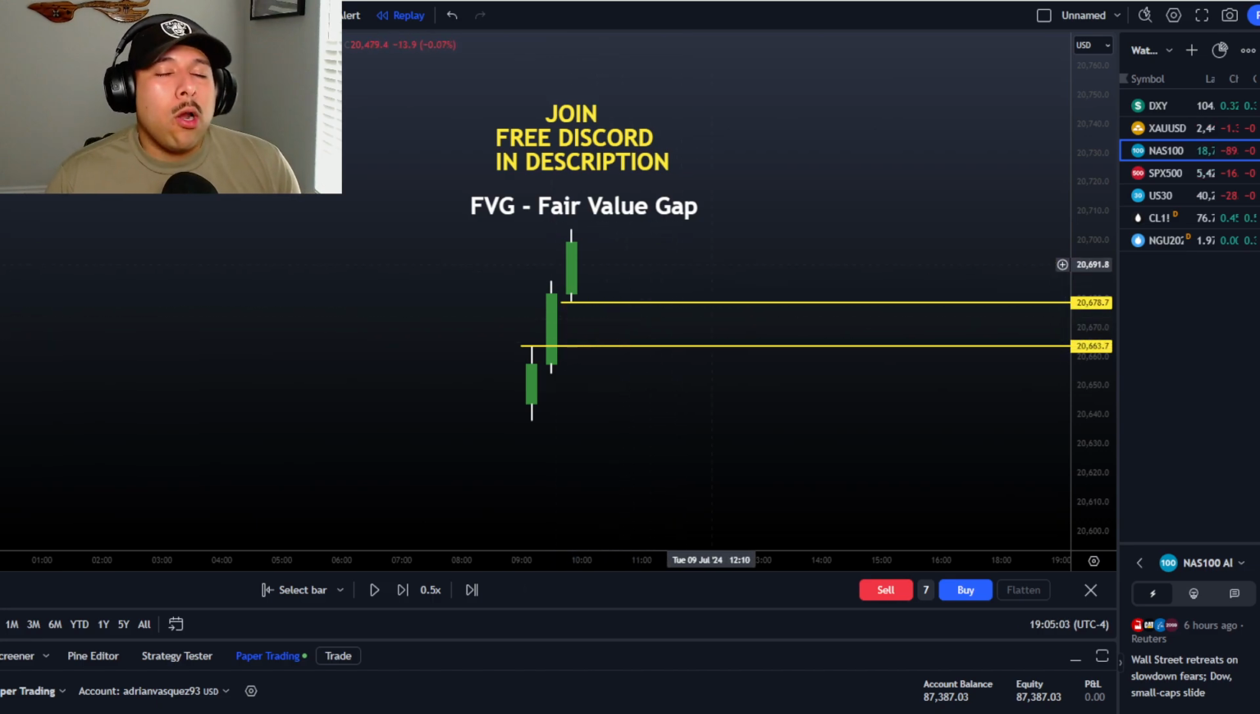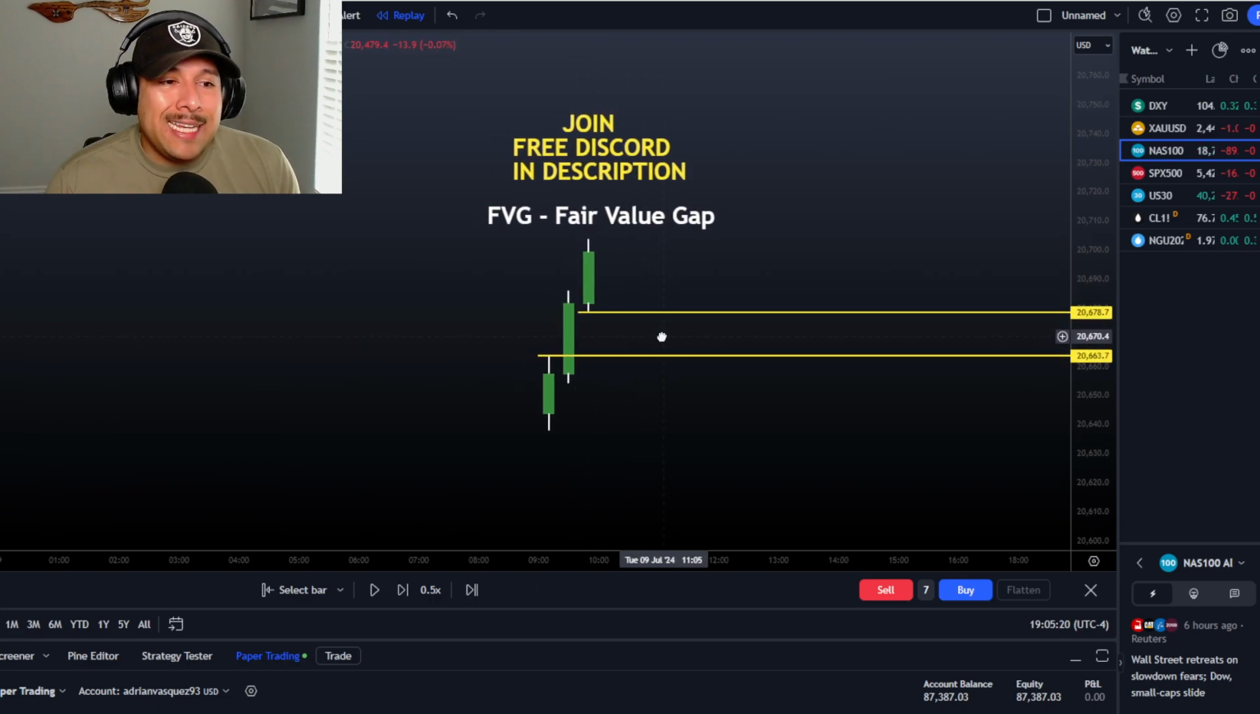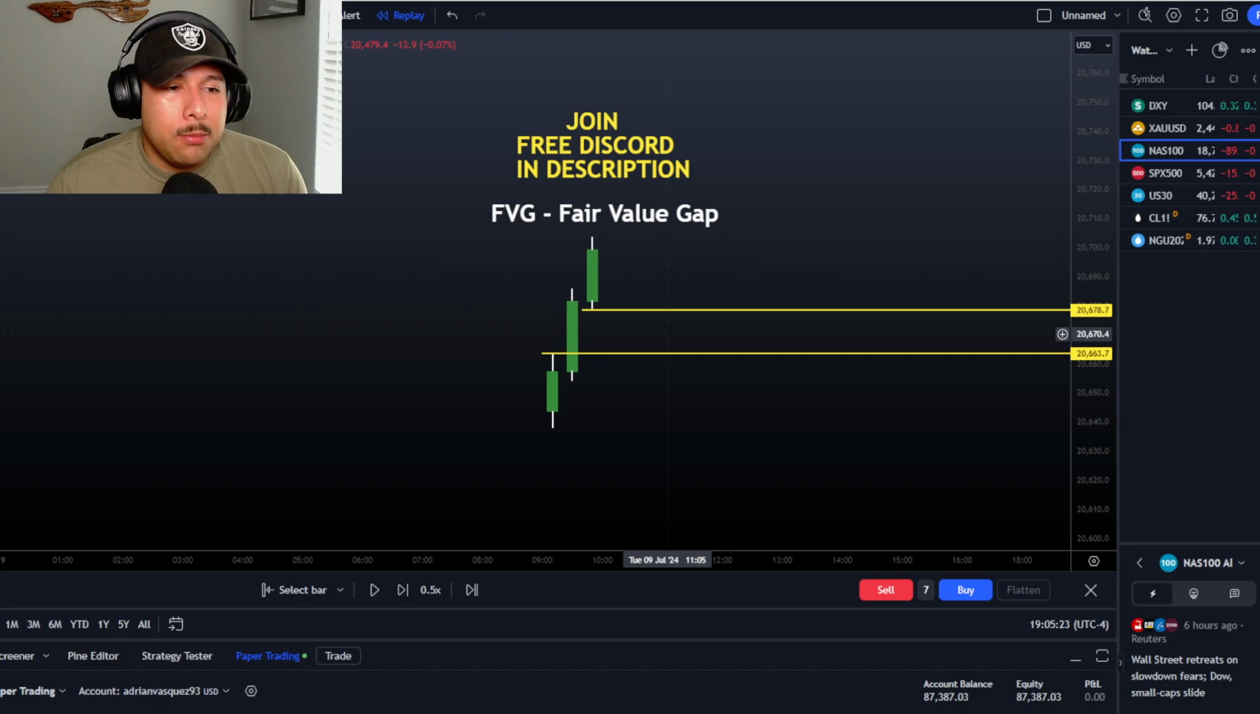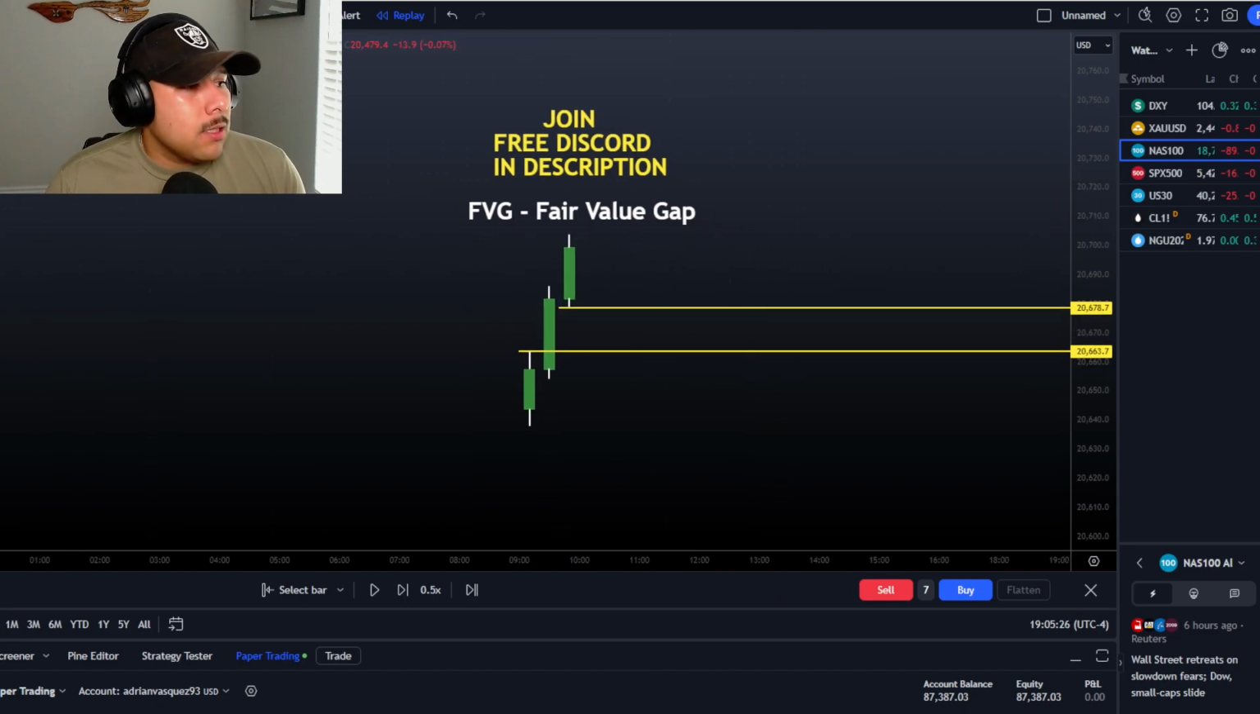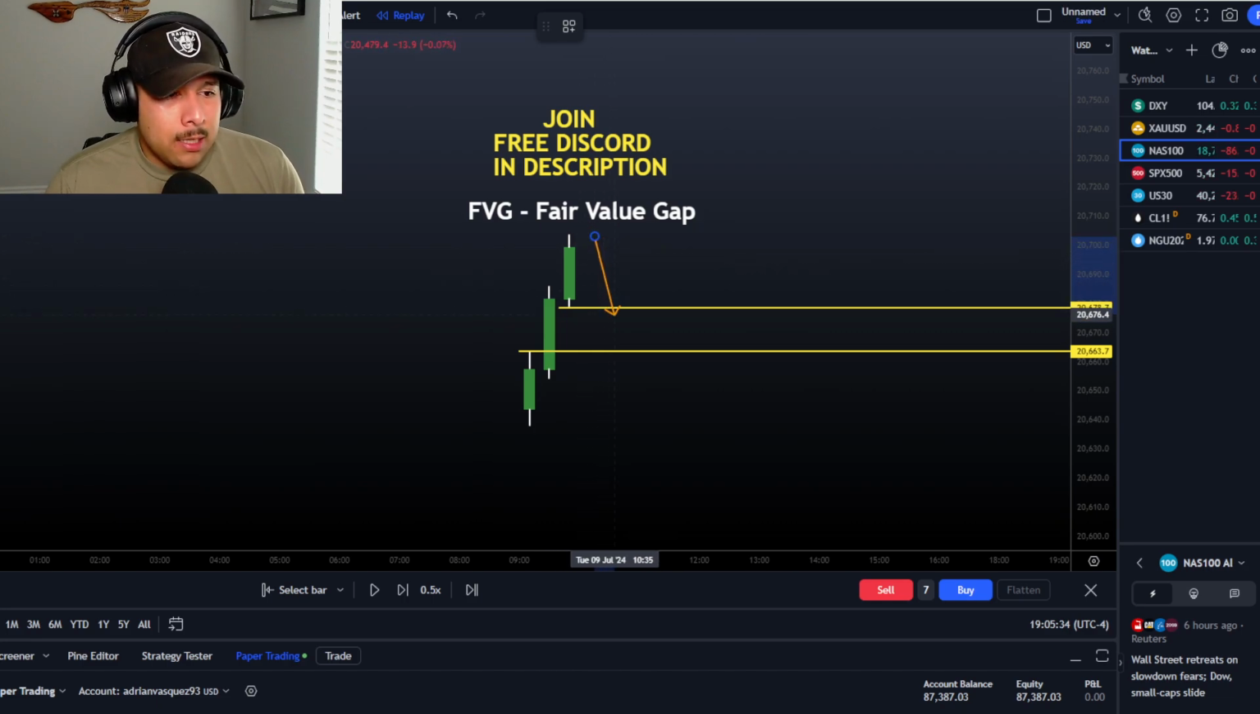The market always leaves gaps or inefficiencies because there's so much buying pressure that it leaves an inefficiency in the market that at some point needs to be filled. No matter what, the gap in the market will always be filled. What does that mean? It means that at some point there's going to be a candlestick that completely closes this gap, correcting the inefficiency in the market. Hopefully that doesn't confuse you.